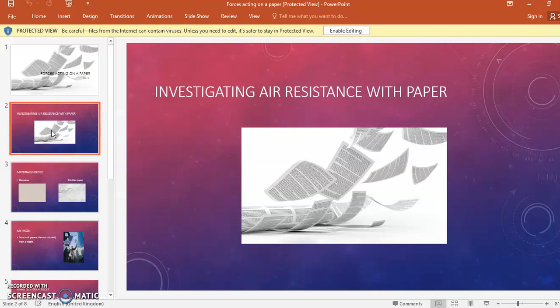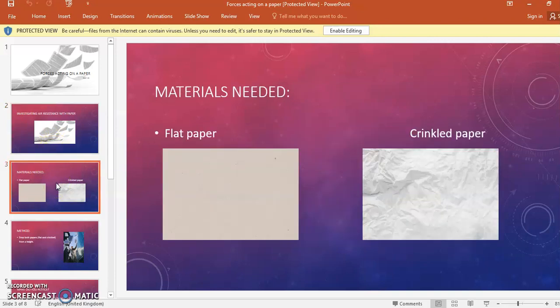Investigating air resistance with paper. This is a new term which today we are going to discuss, air resistance. So first we are going to know the forces acting on a paper, and in that relation only we are going to learn about the air resistance of a paper. For this we are going to do one activity.